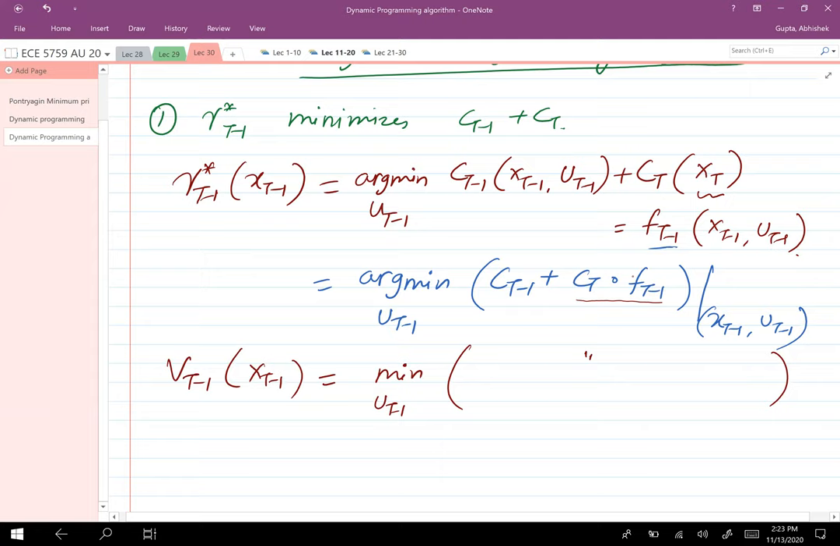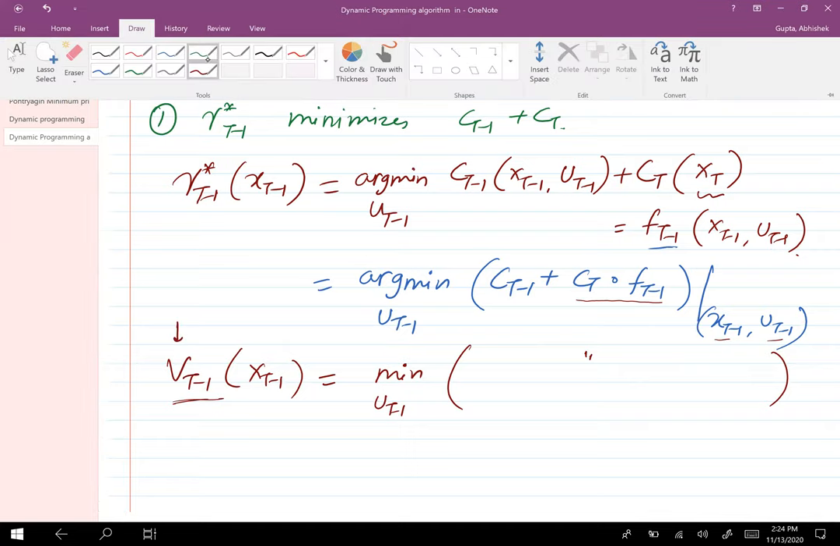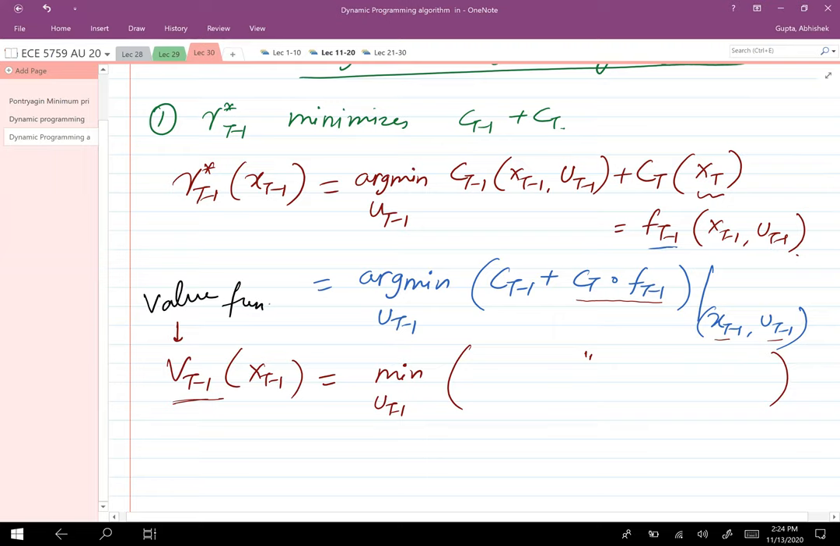Now, c t minus 1 plus this term c t composition f t minus 1 is actually a function of the current state and the current action, and I need to compute the argmin. I can apply any of the known algorithms like gradient descent or Newton's method or augmented Lagrangian methods and so on in order to compute this argmin. Now, of course, there are two things when you solve an optimization problem. You get the optimal solution and you get the optimal value, right? The optimal solution is stored in gamma star t minus 1. The optimal value is stored in the value function. This is the value function at time t minus 1.